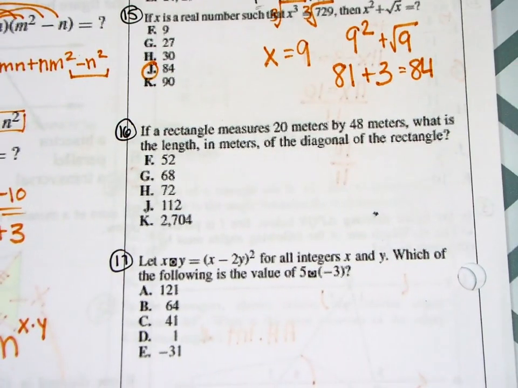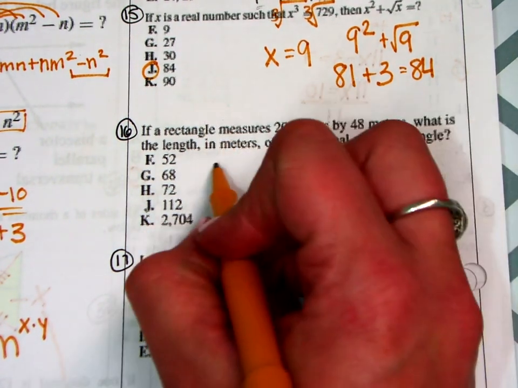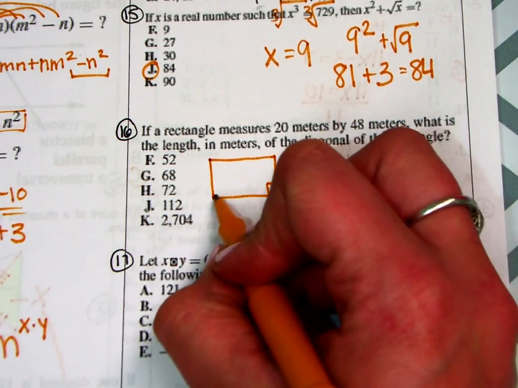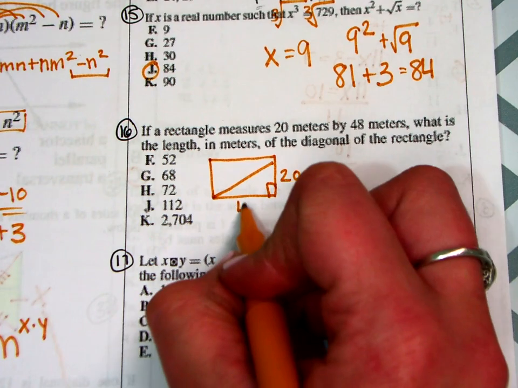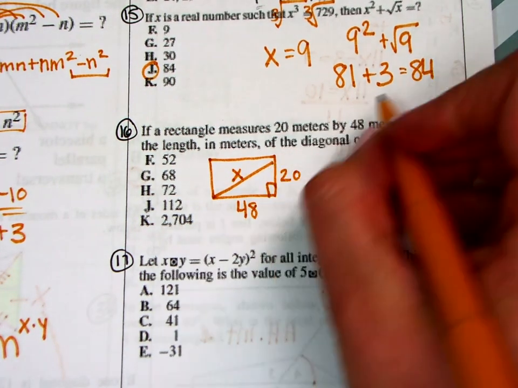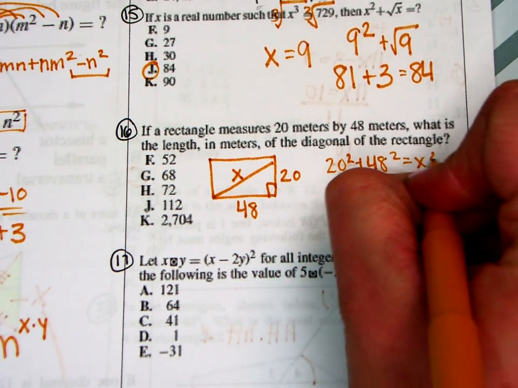Number 16, if the rectangle measures 20 by 48, what is the length of the diagonal? So anytime you're working with rectangles, chances are you are going to see right triangles exist. So this length is 20, this is 48, and this is unknown. So I'm going to be using Pythagorean theorem. So 20 squared plus 48 squared equals x squared.